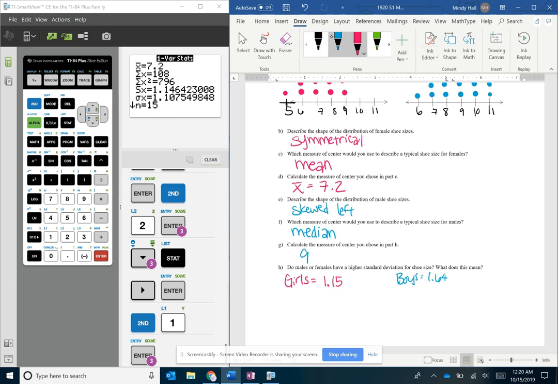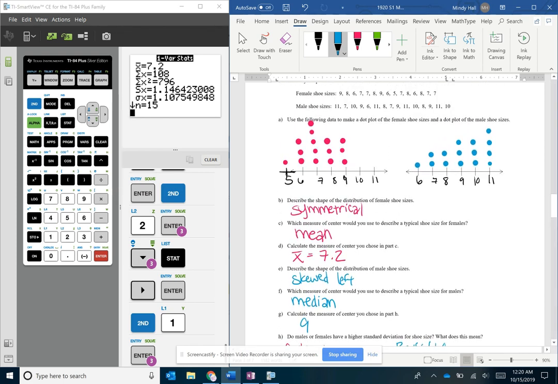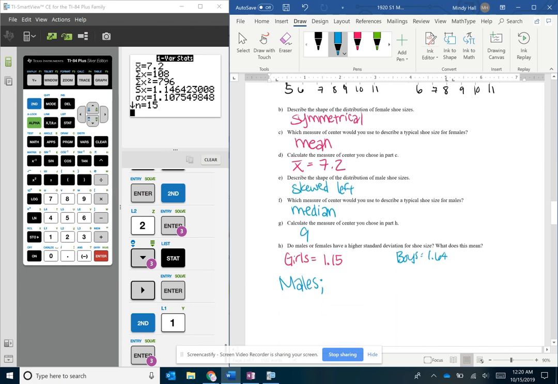So it looks like males have a higher standard deviation, and this means that looking at the shoe sizes, male shoe sizes vary more than females. So male shoe sizes vary more than females.